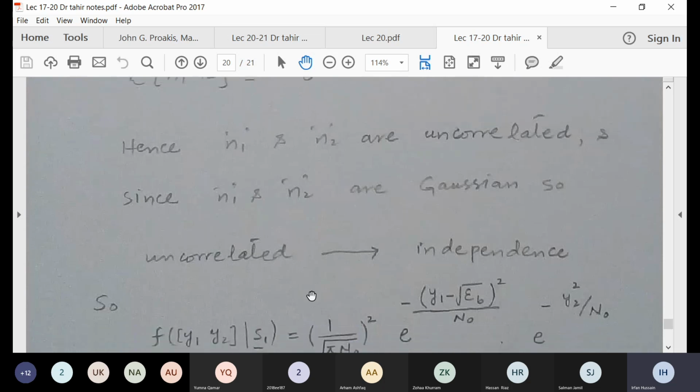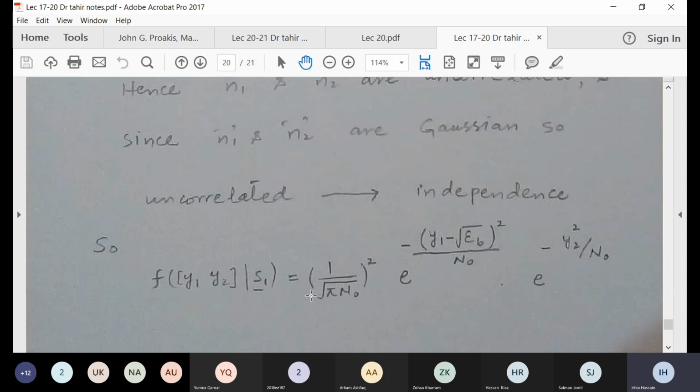Alright, so now we know that they are independent.